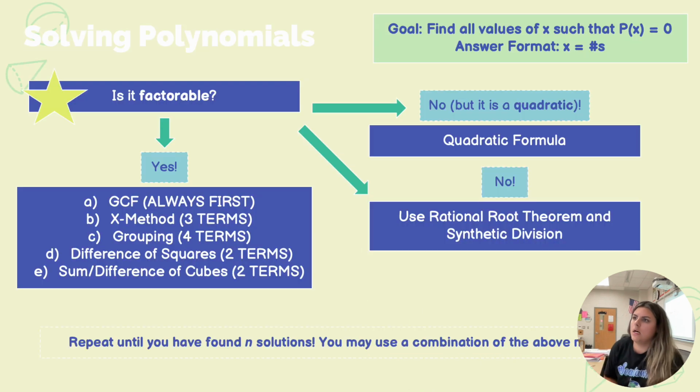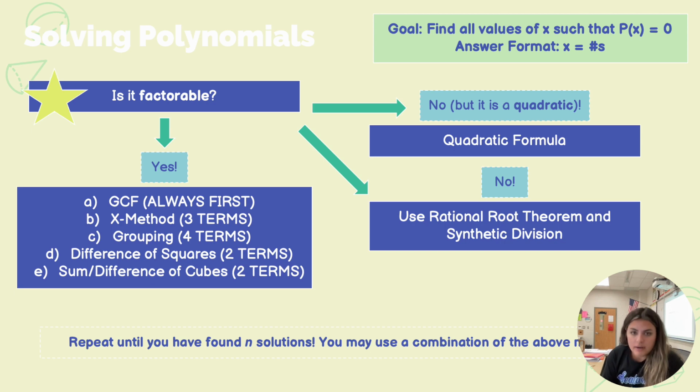Here's a nice graphic here for how to determine whether or not it is factorable, or if you should factor, or use rational root, synthetic division. So the goal is to find all the roots of the polynomial so that they're equal to 0. We talked about that in the last video. Okay, so step 1 would be to determine, is it factorable, yes or no? If it's yes, go ahead and use GCF, X method, grouping, difference of squares, sum or difference of cubes, all that stuff that we talked about in Unit 0.